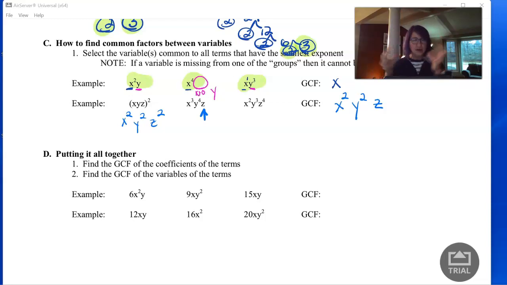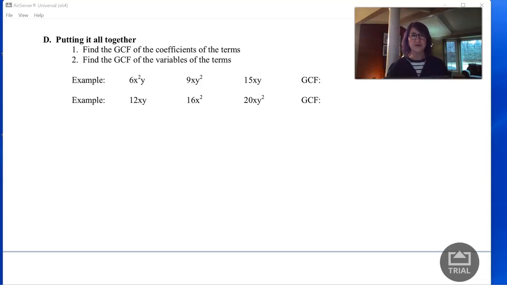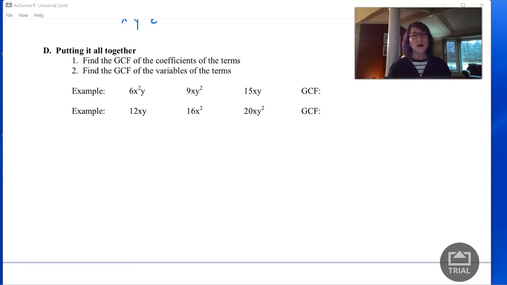Now let's put it all together, where we've got numbers and variables all in the same expression, okay? So the first thing is I'm going to look at the coefficients, all right? And I'm going to do that first. And so for this first example, I look at the 6, the 9, and the 15.